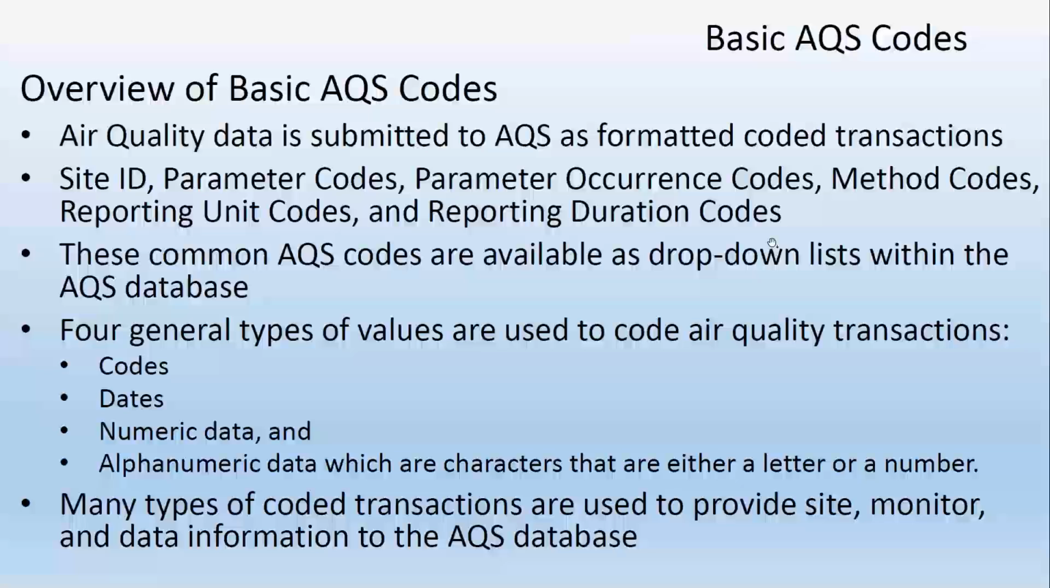Code values are also available as drop-down lists at each field within AQS where they are used. I will show examples of this as I explain each code. There are 4 general types of values to code air quality transactions. These are codes, dates, numeric data, and alphanumeric data, which are characters that are either a letter or a number. Again, many types of coded transactions are used to provide site, monitor, and data information to the AQS database.